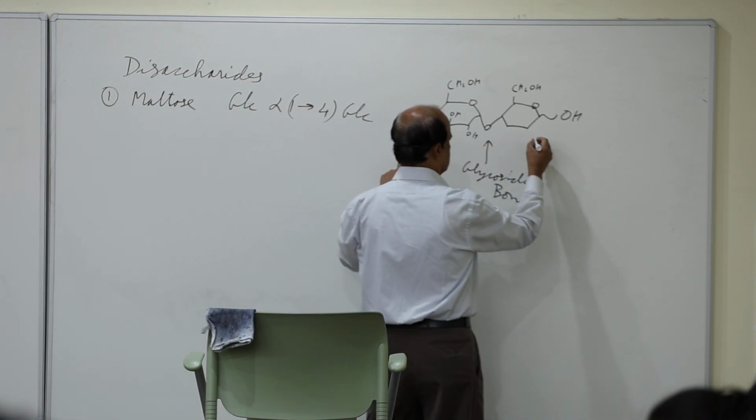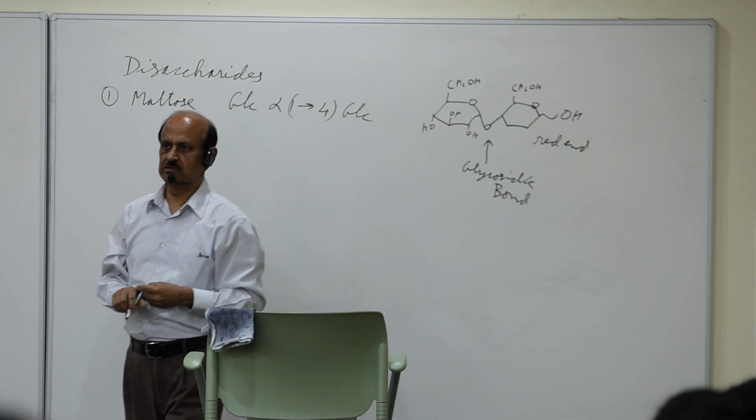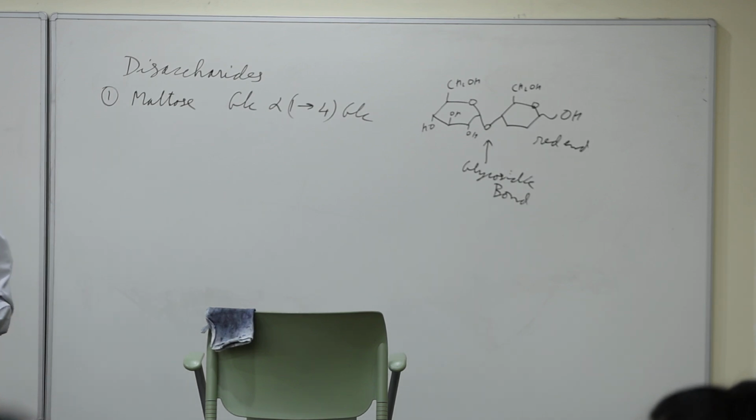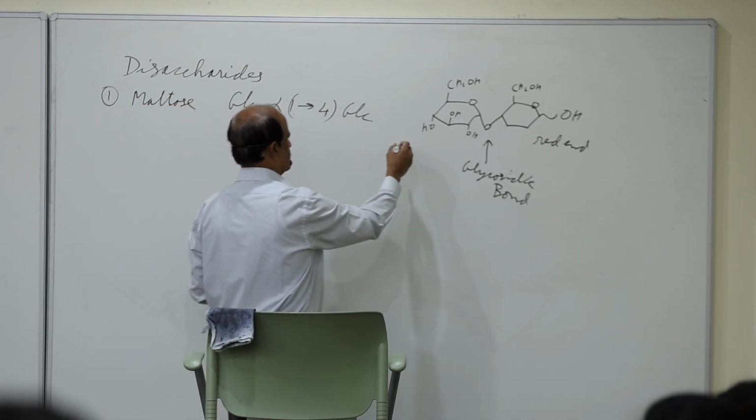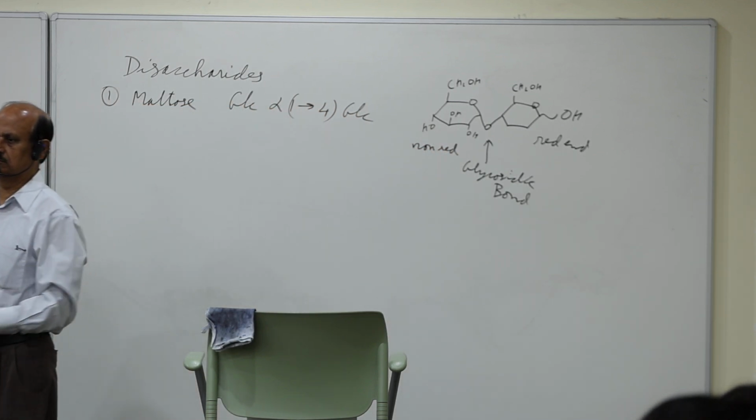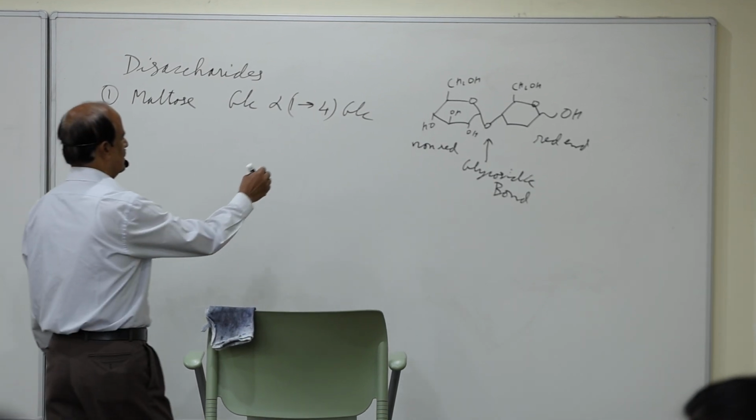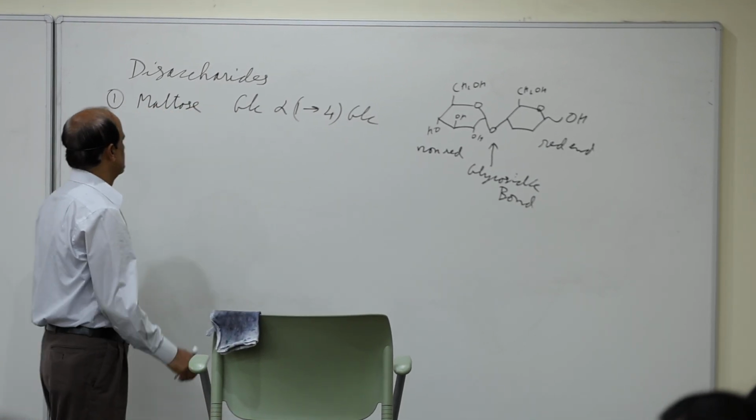So once again, this is called the reducing end because this is the anomeric OH, which is a reducing agent. So it is called the reducing end, and this end is the non-reducing end. And in the same way, if you have multiple units to make a polysaccharide, at one end will be the reducing end, and the other end will be the non-reducing end. If you have branches, then for every branch you are increasing the number of non-reducing ends, but the reducing end stays the same. So there will be one reducing end and multiple non-reducing ends.